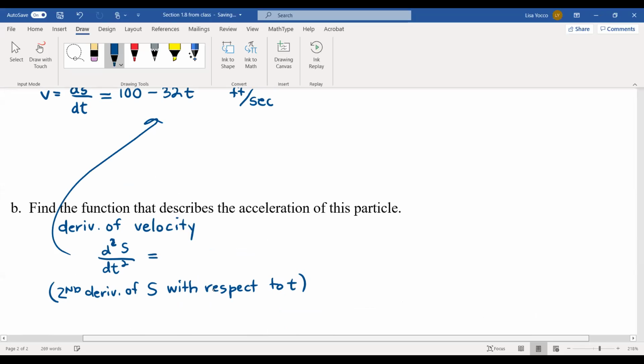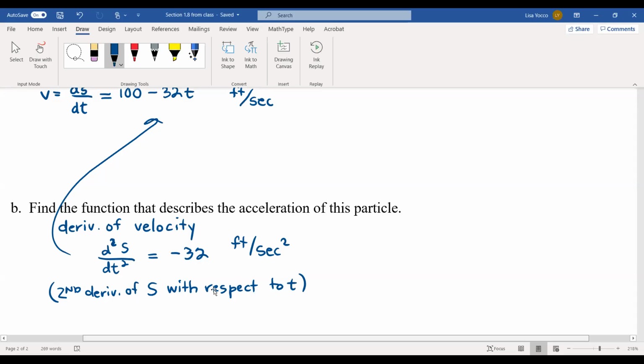Okay, so we're just getting the derivative of that. That's pretty easy. The derivative of 100 is 0. And then the derivative of minus 32t is just minus 32. So that's your acceleration. And the units that we would use to describe that would be feet per second squared. Okay, that's kind of strange, I know, but it's because you're talking about the change in speed, or how the velocity is changing, would still be a number of feet per second squared.